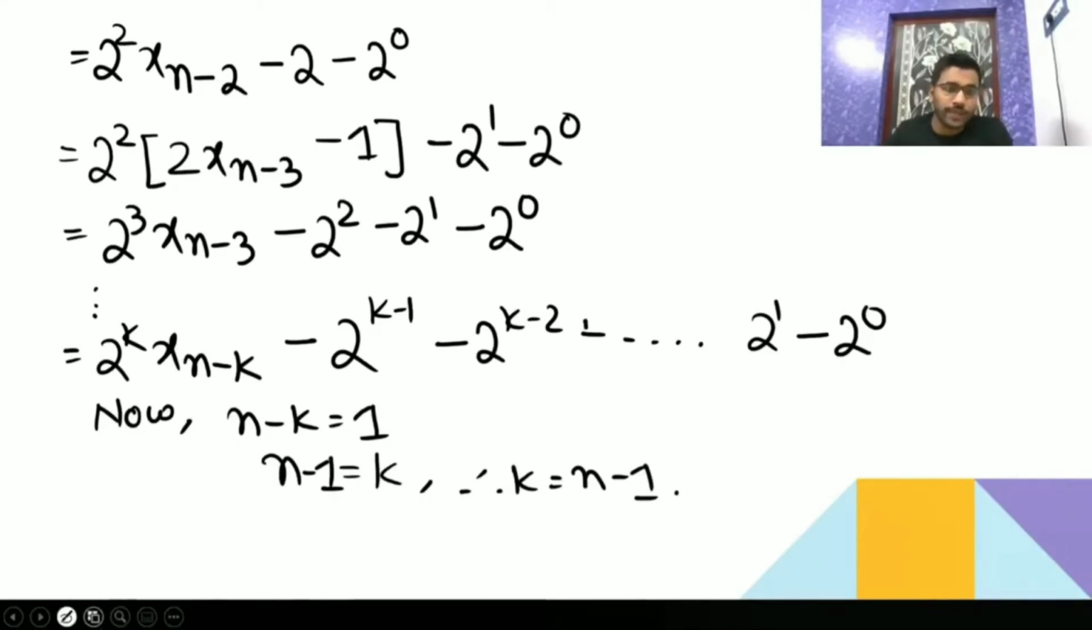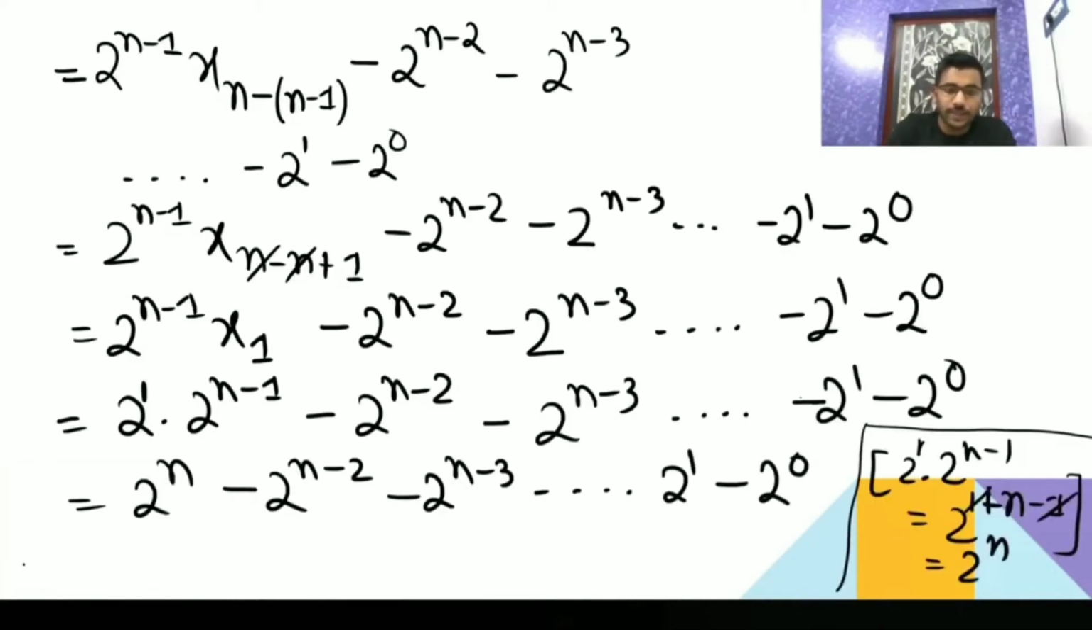So this you have already done. I am erasing here. Now see, you got 2 to the power n, and then minus 2 to the power n minus 2, minus 2 to the power... So what I will do, I will take minus as common from this side.